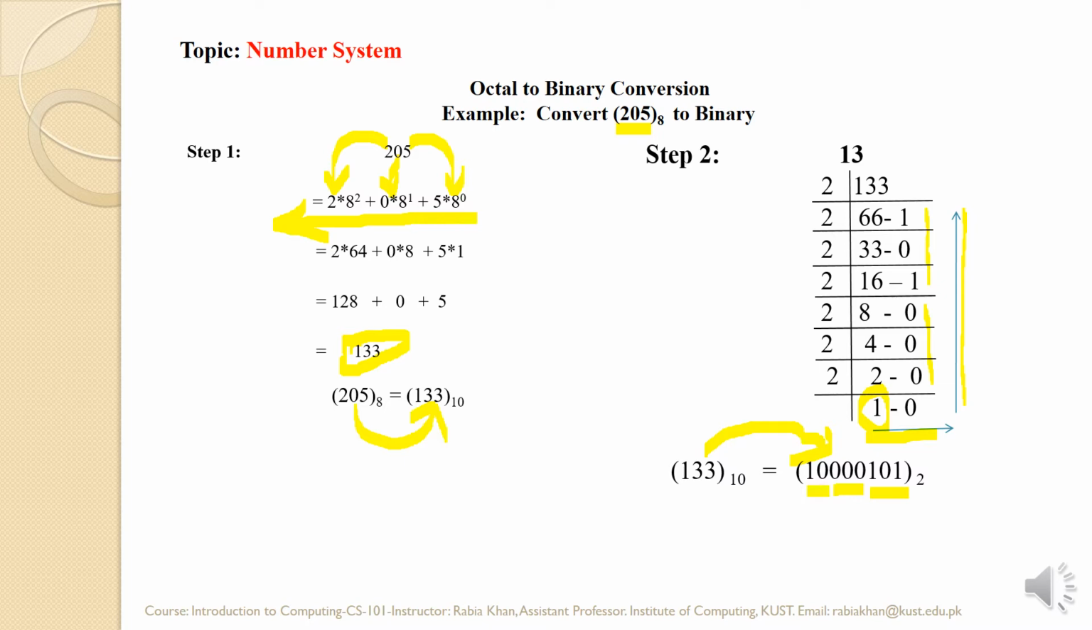205, which was an octal number, was first converted to decimal number, and then that decimal number was converted to binary number. So how will you write the answer? This is how you can write the answer. 205, the given octal number, its binary equivalent is 100000101. I hope this indirect method is clear to you. Now let's proceed to the other method.